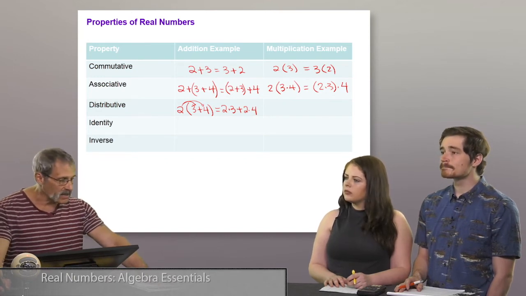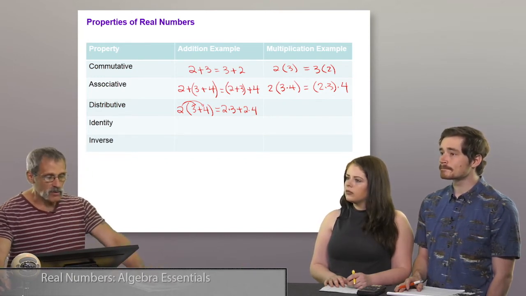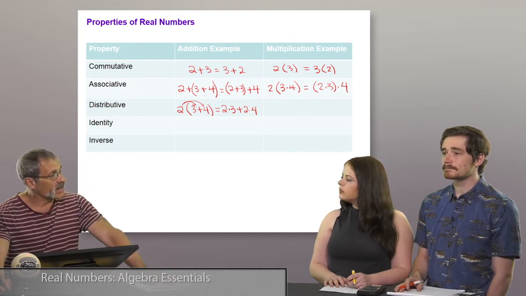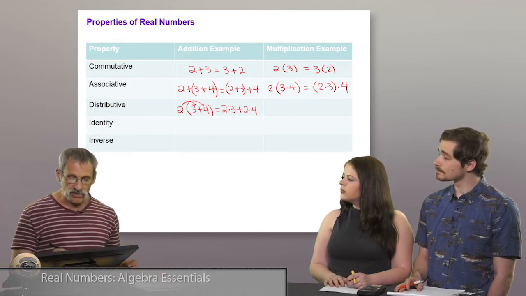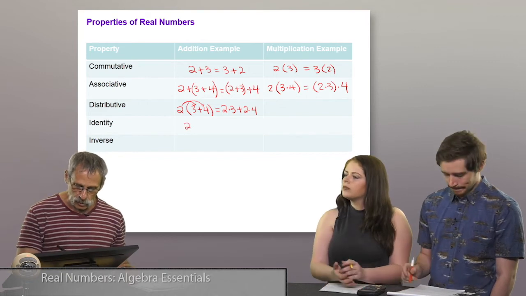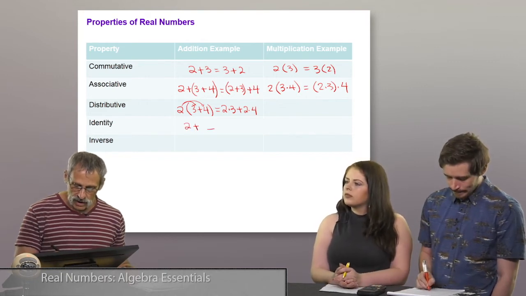As far as my identity element is concerned, I'm looking at the element itself that gets me back to that number. So 2 plus some number is going to be 2, and that number would be what?